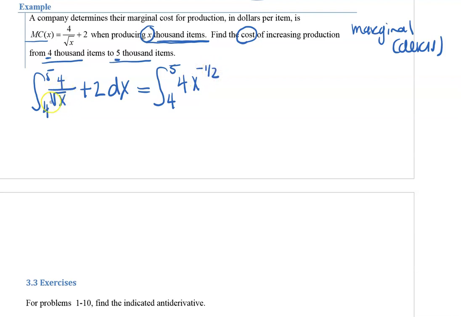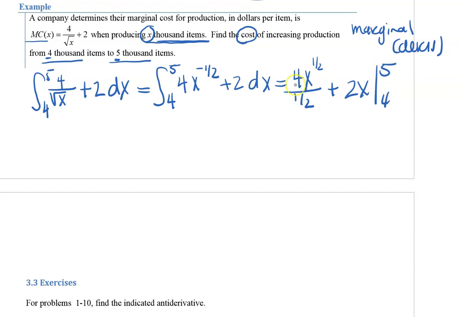This would be x to the 1/2. Bumping it up makes it negative. And doing that algebra to get us going gives us a way to apply our power rule antiderivative. So this would be add 1 to negative 1/2 to give us positive 1/2, divide by the 1/2, plus 2x, integrate it from 4 to 5.